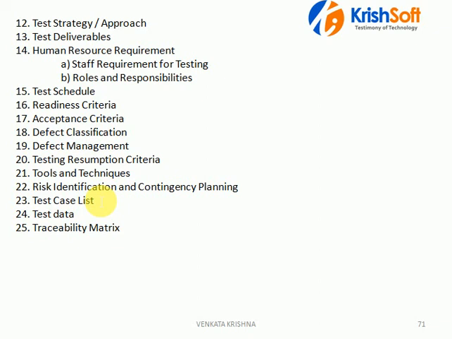And defect classification: what are the different types of defects. Defect management: how you are going to manage these defects. I am going to talk about the defect life cycle in future videos. Tools and techniques required for us. A very important section is risk identification and contingency planning. What are the risks we may get in the testing team? How do we overcome all those risks? What are the solutions for those risks? We give them in the risk identification and contingency planning section. Next, traceability matrix, which we will discuss in a future video.